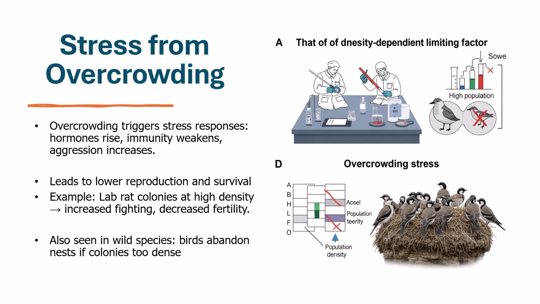Overcrowding doesn't just increase physical competition, it also causes psychological and physiological stress. Animals in densely packed conditions often display increased aggression, less parental care, weakened immune responses, and reduced fertility. For example, laboratory rat colonies placed under high density conditions show fighting, irregular mating, and high offspring mortality.